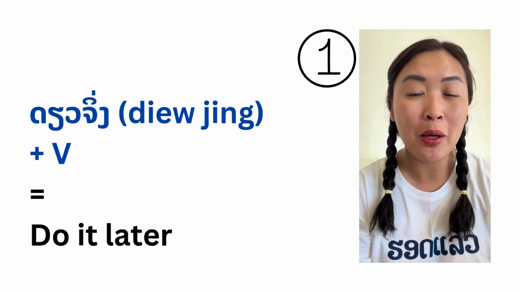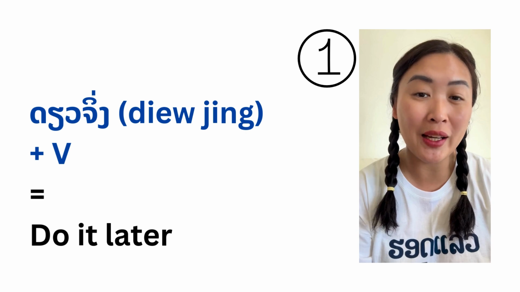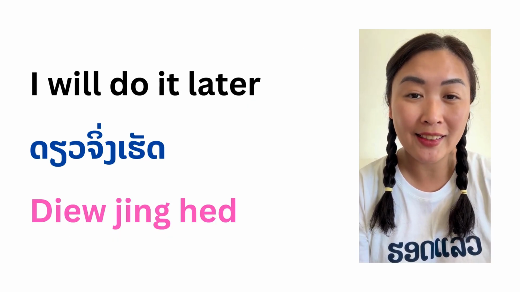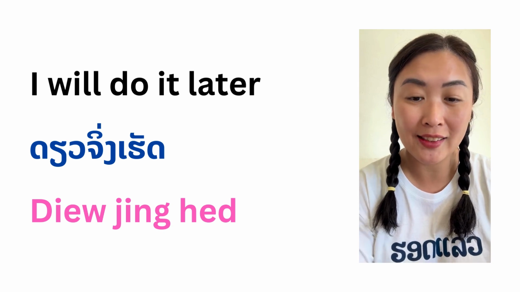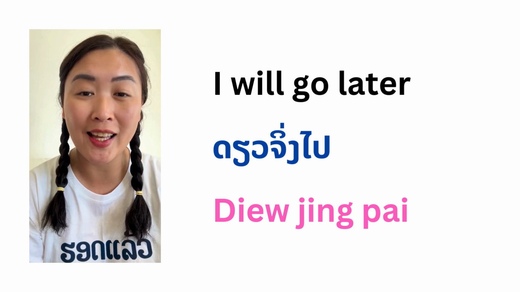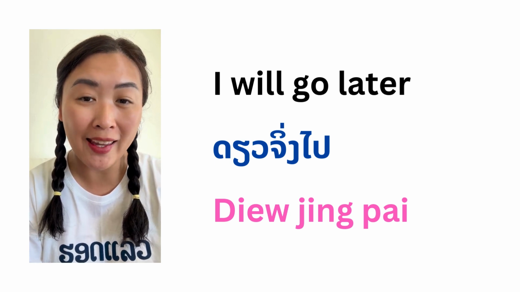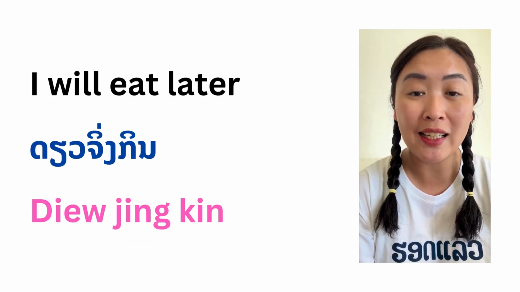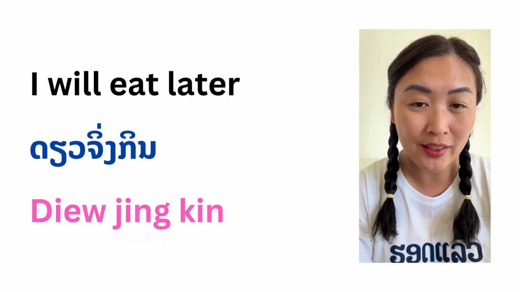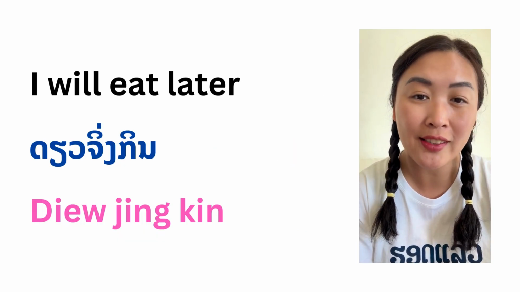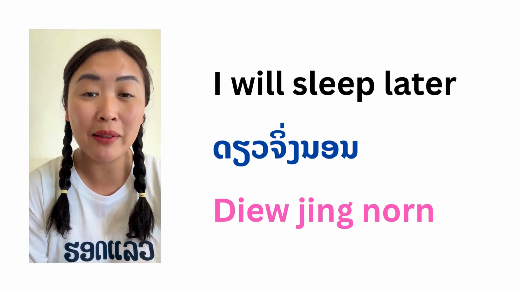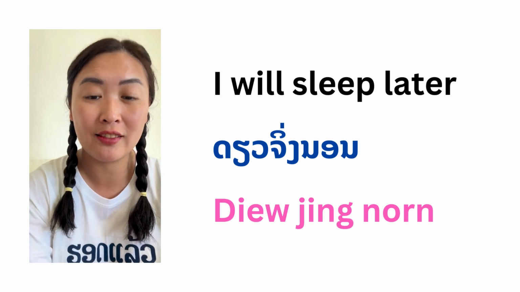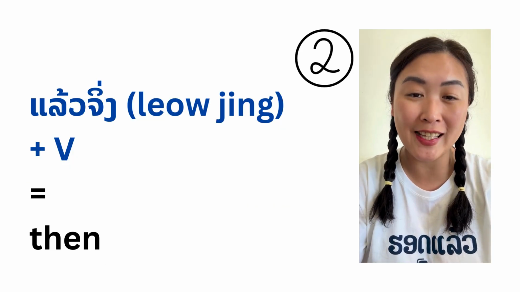เดี๋ยวจริง plus verb means do it later. I will do it later. เดี๋ยวจริงเฮ็ด. I will go later. เดี๋ยวจริงไป. I will eat later. เดี๋ยวจริงกิน. I will sleep later. เดี๋ยวจริงนอน. Let's move on to the second meaning of jing.